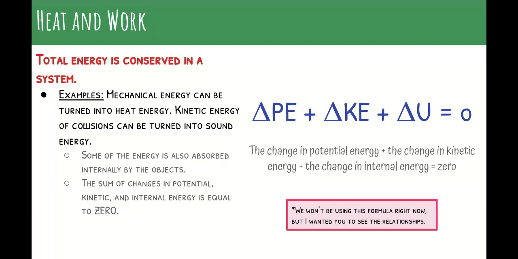So kinetic energy of collisions can also be turned into sound energies. Mechanical energy can be turned into heat energy, just some examples of that. So some energy can also be absorbed internally by an object, but the sum of the changes in the potential, kinetic and internal energy is going to be equal to 0. Okay, the sum of the changes, because you can't just create energy out of nowhere, and you can't just gain or lose energy out of nowhere. So it has to be accounted for somewhere, whether it's by sound, heat, internally absorbed, or whatnot.